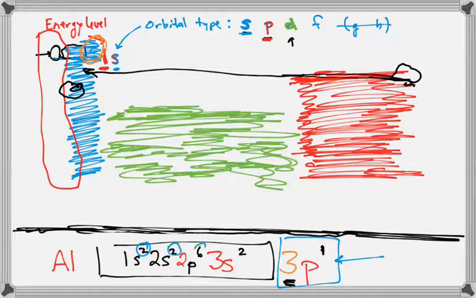2 plus 2 plus 6 plus 2 plus 1. 13. How many electrons went into aluminum? 13. In particular, a neutral aluminum is 13. Okay, so everything checks out, we're good. We could now go through and look at the answer. Which ones had 3p? Cool. Cross out the ones that didn't have 3p1. And now go back through and check which ones matched that sequencing.